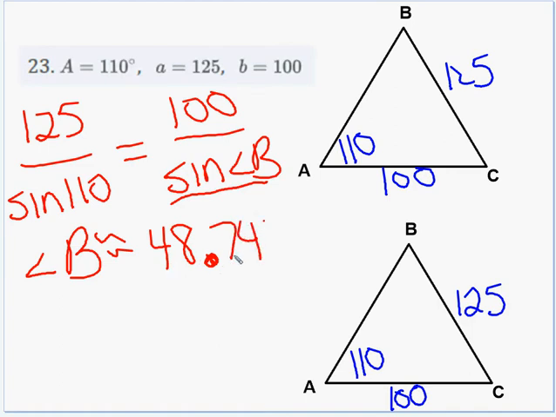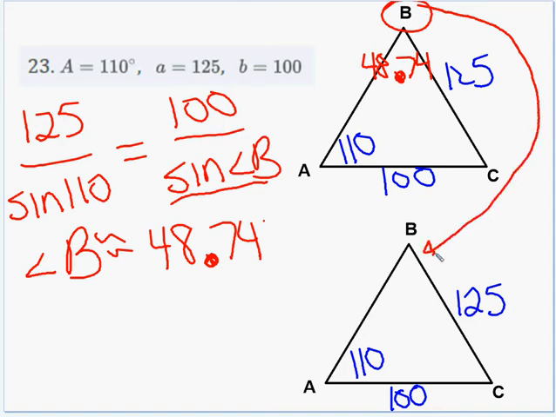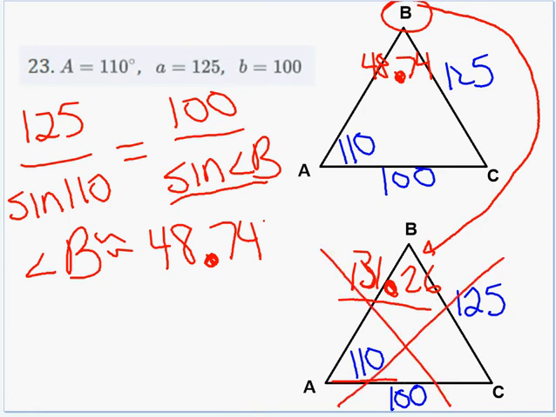Remember to round to 2 spots. So up here in the triangle on top, this angle B is 48.74. Now to check for the second triangle, we take angle B and we find the supplement. So we're going to do 180 minus the 48.74. This angle B in the other triangle is 131.26. So if this angle is 131 and this one's 110, we're way over the allowed degrees for a triangle. So there is no second triangle.